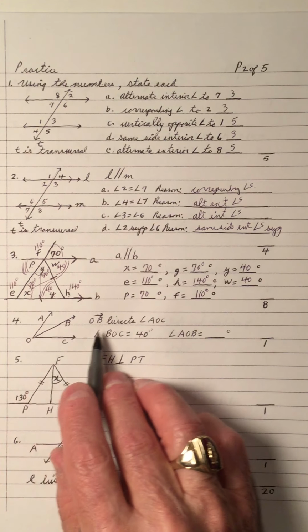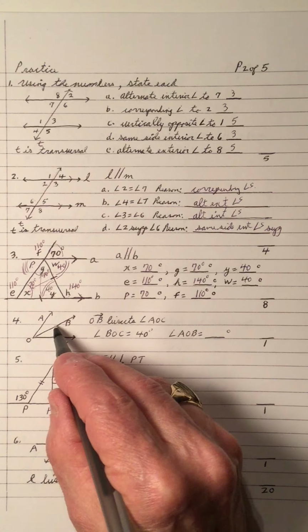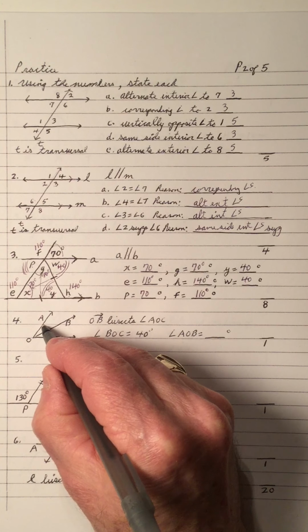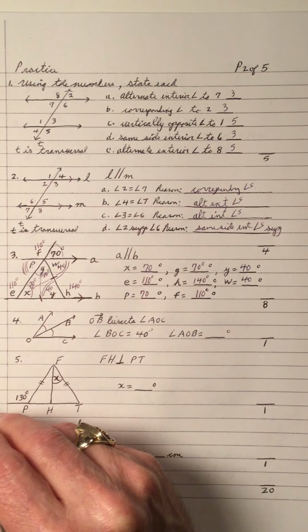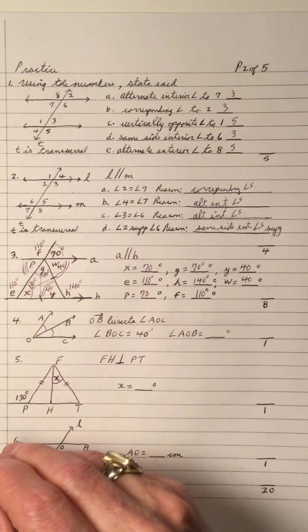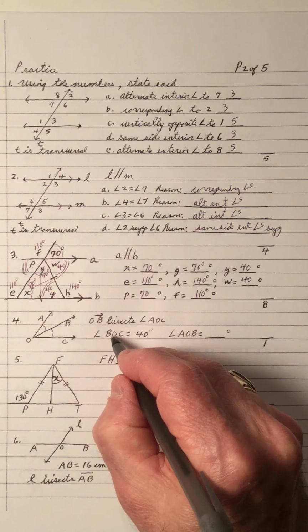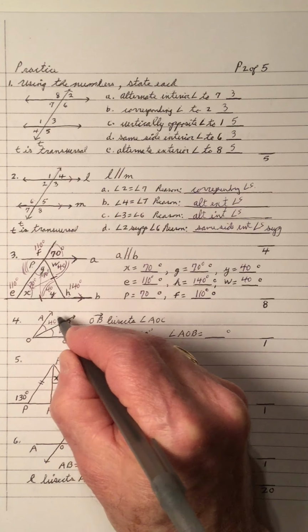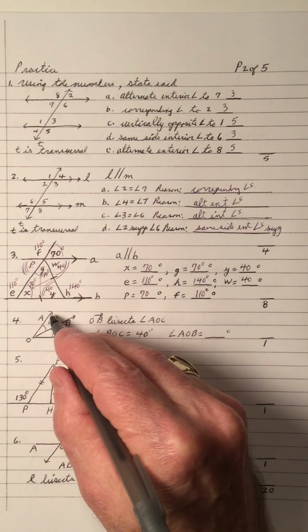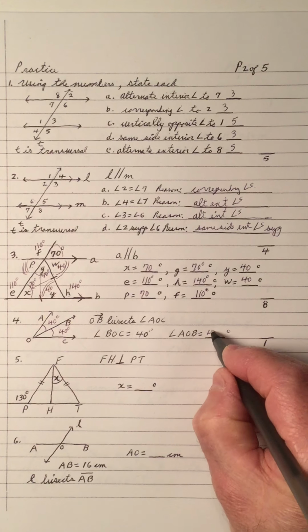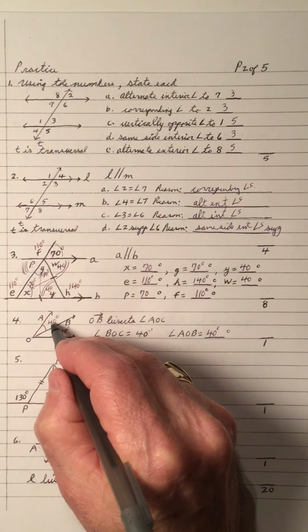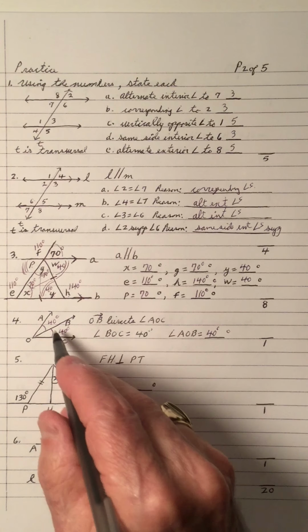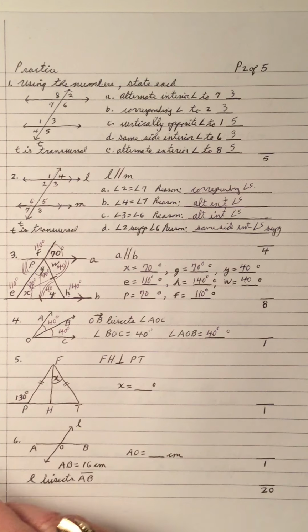Number 4. It says that OB bisects angle AOC. That means if it bisects, that angle is going to be equal to that one. So AOB equals COB. So if BOC is 40, that means that AOB is 40. Yep, got it done. And that means that AOC is 40 plus 40, 80. But you only had to get what AOB was.